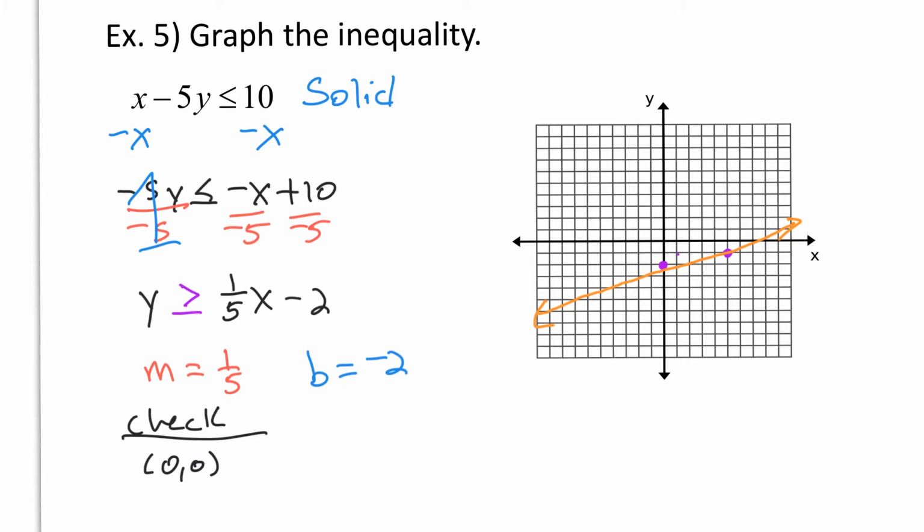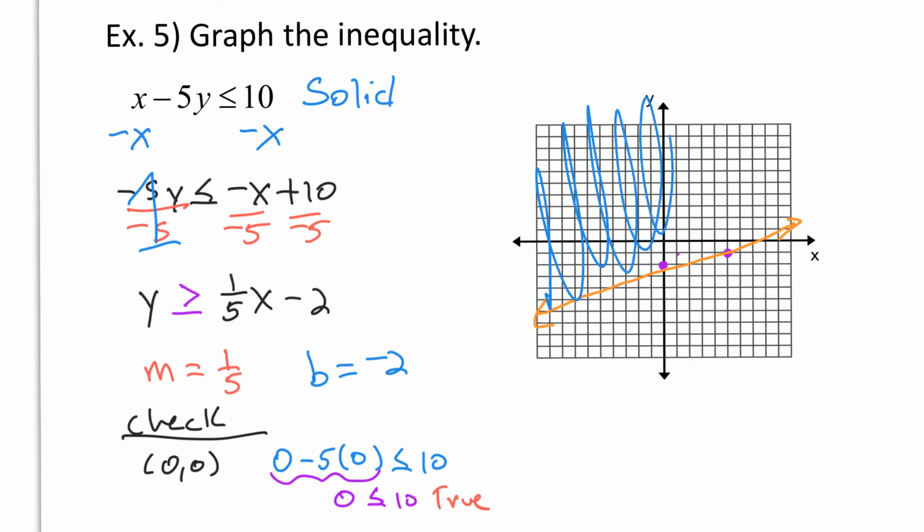So I substitute 0 into the x. So there's 0 minus 5 times 0 is less than or equal to 10. So all of this right here turns into 0 less than or equal to 10. And that is true. Since it's true, you guys will shade where the origin is at. So the origin is right here, and it's on top of the line. So I'm going to shade, and we have all of this right here.